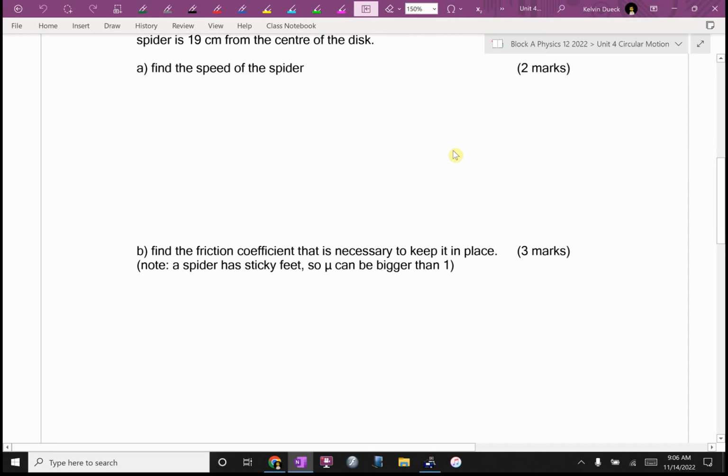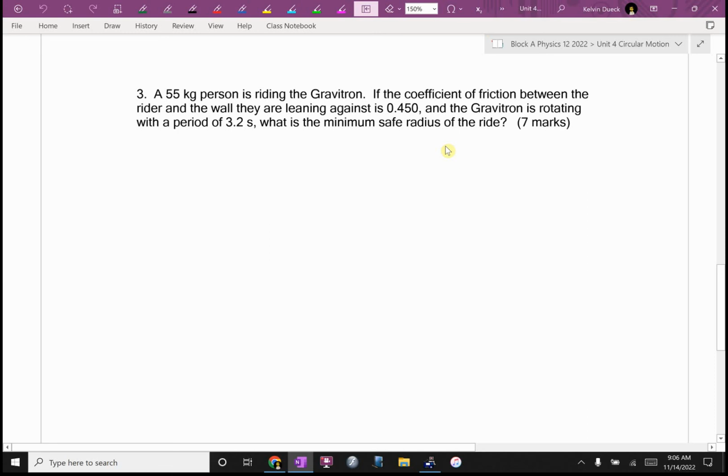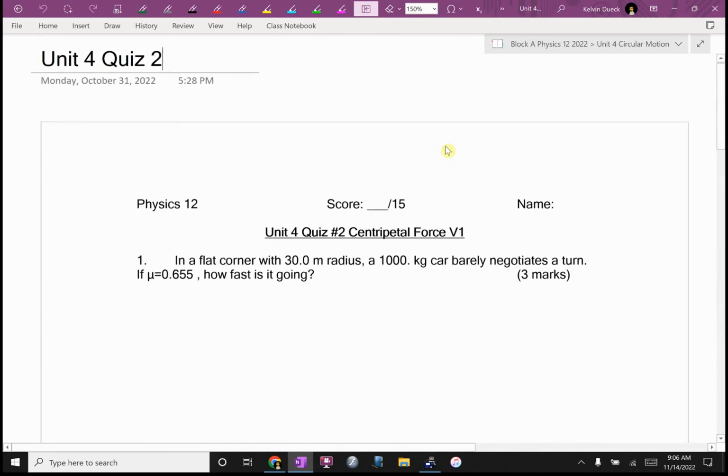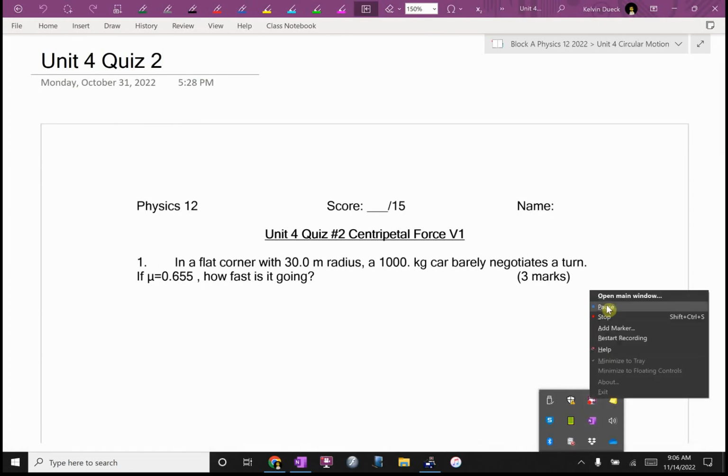I think you will find that it has a mu bigger than 1, and that's because spiders can stick to objects beyond just friction. They have sticky feet. Then if you turn the page over, here's a gravitron question. There's going to be a gravitron on your test. You'll get some time later on in class to work on it. But for now, let's move on to the final lesson of the unit.